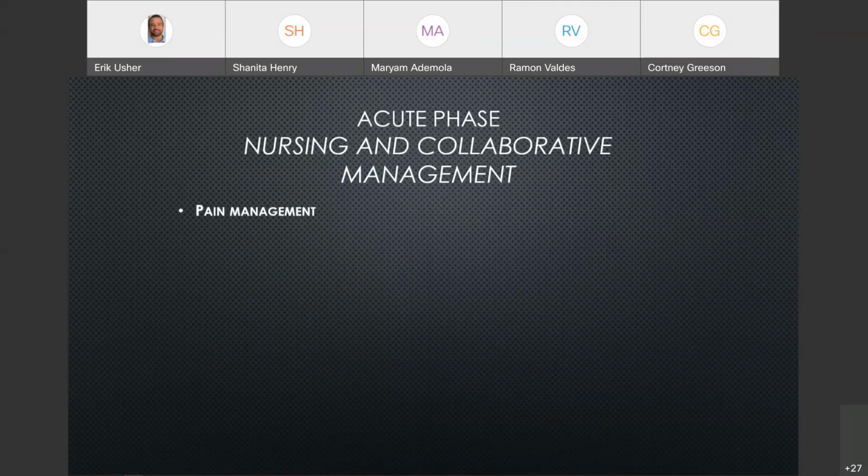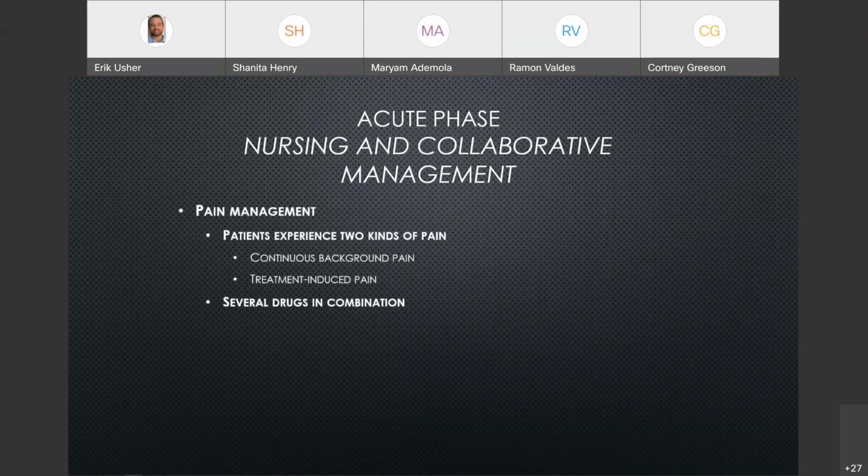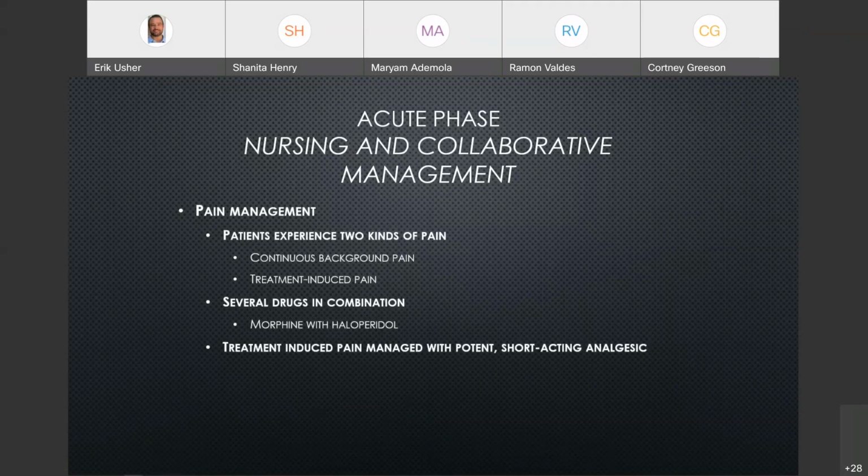So what do we do nursing-wise and collaborative? Pain management, that's a huge one. Patients experience 2 kinds of pain. There's that continuous background pain, and then there's treatment-induced pain. You saw some of the treatments they do, all the debridements, the wound dressing changes are all painful procedures on top of the underlying pain. So we can do several drugs in combination, morphine and Haldol. Treatment-induced pain is managed with potent short-acting analgesics.